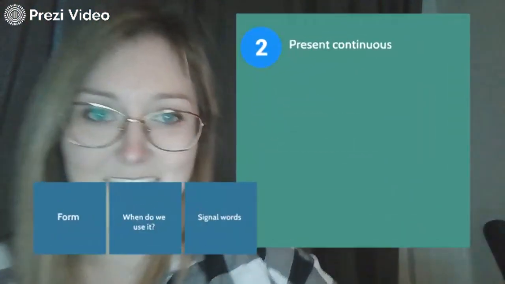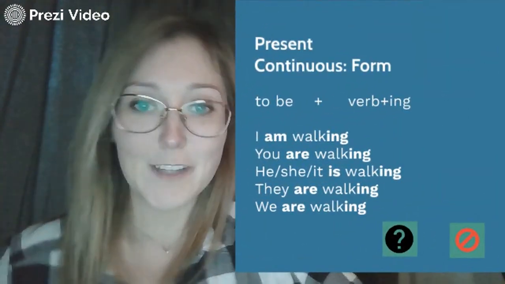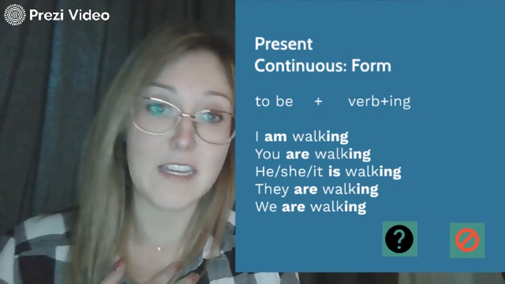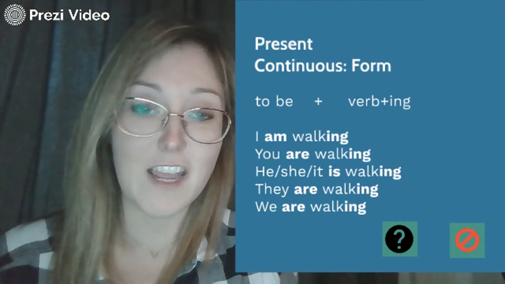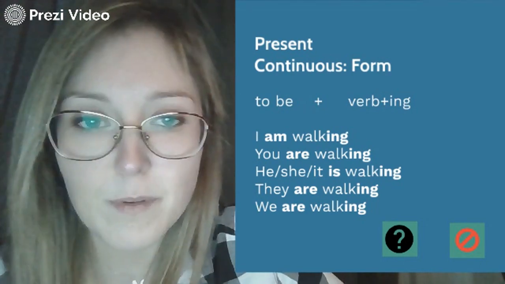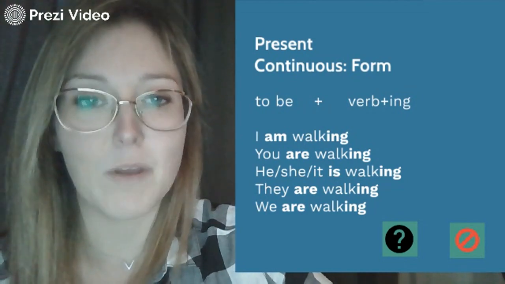Now for our next tense, the present continuous, number 2. The form looks like a form of to be. So I am, you are, he, she, or it is, they are, and we are. Then what you have to do is add the verb. So walk, and then ing. So I am walking.